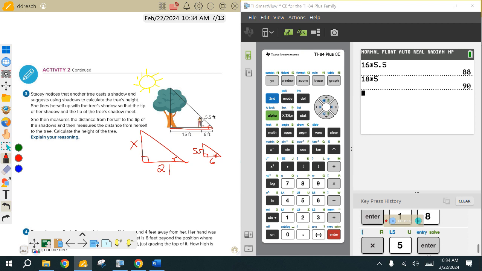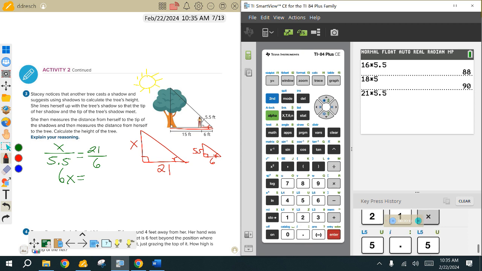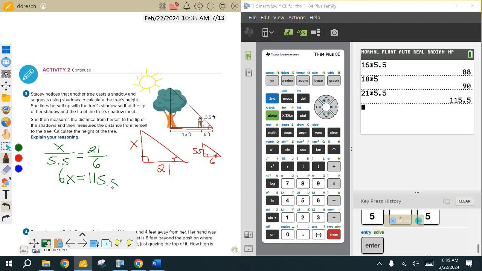Setting up the proportion now is pretty straightforward. We've seen now a couple of those. X to what? Equals what? There you go. Thank you. 21 to 6, right? Finish it off. 6x equals 21 times 5.5, thank you, 115.5. Divide by 6. It's a nice one, isn't it?